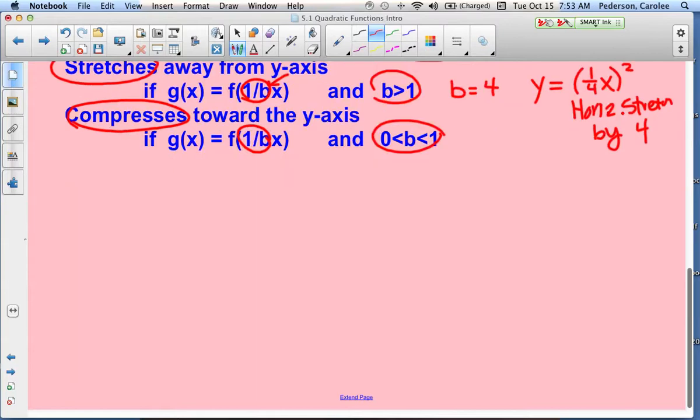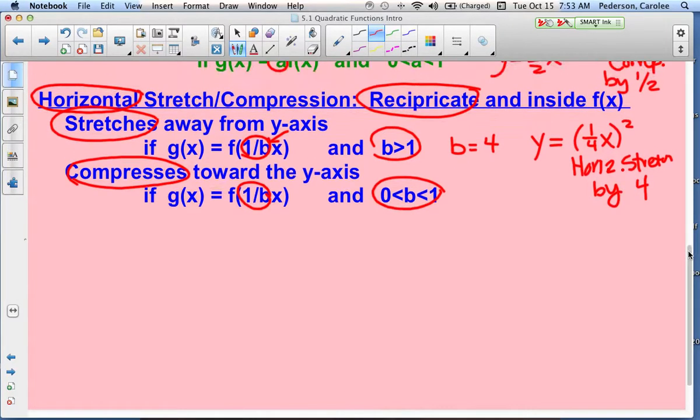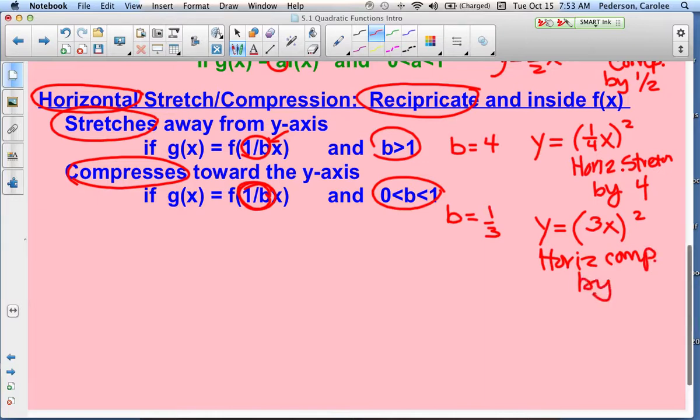The last example is if you have a b that is a fraction, let's say 1/3. Again, you want to reciprocate it inside the function. So that reciprocation would be 3/1, or 3. And that's going to be a horizontal compression by 1/3.